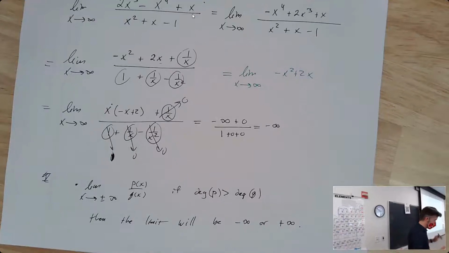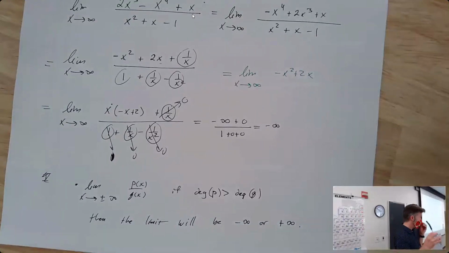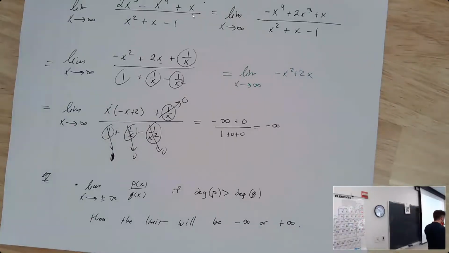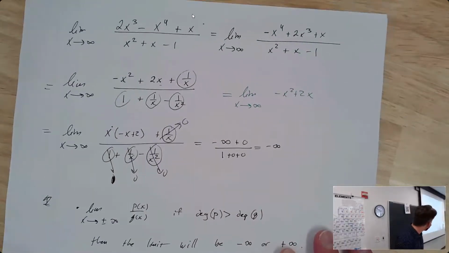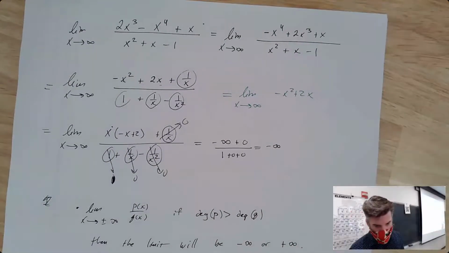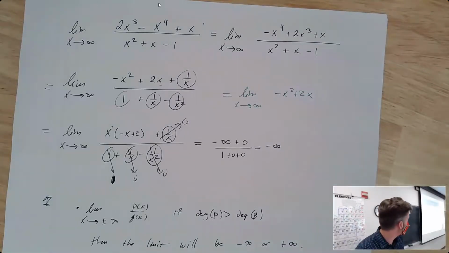When you say it goes to negative infinity, what does the graph look like? Oh, what does the graph look like? Excellent question. I have no idea. Luckily, we have tools. So let's actually take a look at this graph. I'm curious to see what this graph looks like.